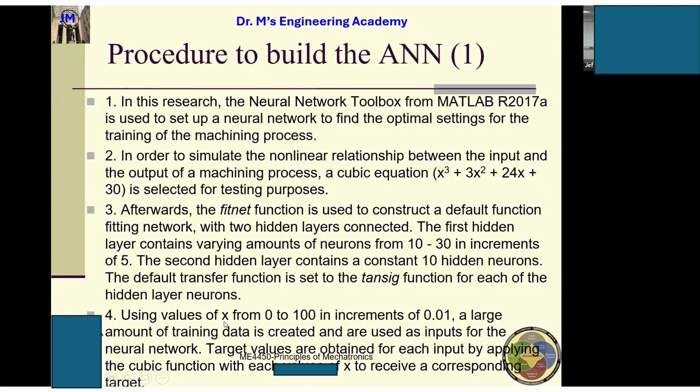Using values of x from 0 to 100 in increments of 0.01, a large amount of training data is created and used as inputs for the neural network. The target values are obtained for each input by applying the cubic function to each value of x to receive a corresponding target. So this is your target, and this is your x. This is your input data. One input file, one target. You use this to train your neural network.